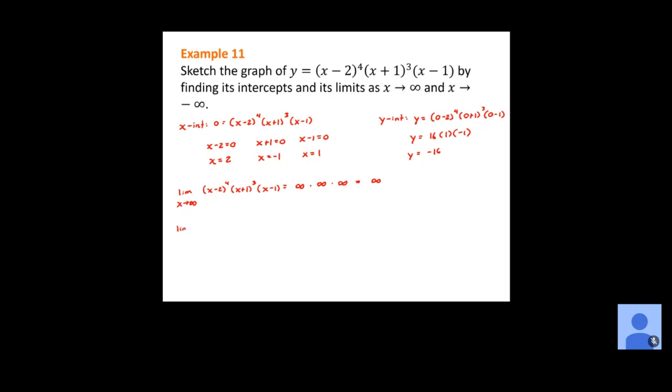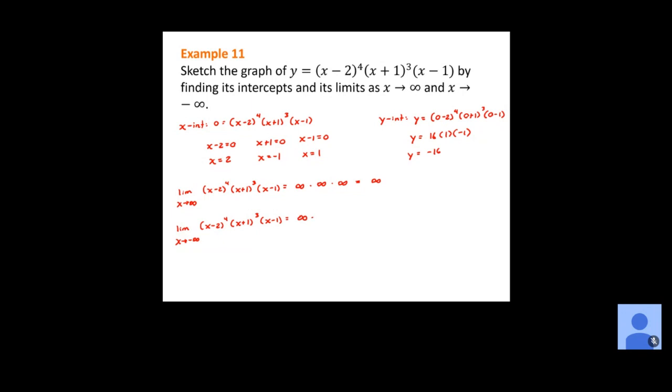All right, now let's think about our limit as x approaches negative infinity instead. Again, same factors. All right, so go factor by factor here. What's the limit as x approaches negative infinity of (x minus 2) to the fourth power? It's going to become positive, right? Because we're raising some infinitely large value in the negative direction to an even power. So that first factor is actually going to give us a positive infinity.